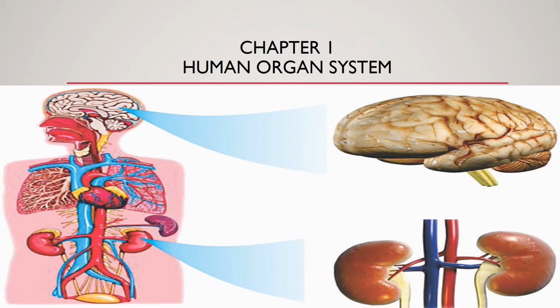Today we will start from the chapter first. Its title is Human Organ System. Organ system means when different organs join, they form a system. As there are different organs, heart, brain, kidneys, they perform different functions and they form a system, as the kidney is involved in the excretory system and brain is involved in the nervous system.